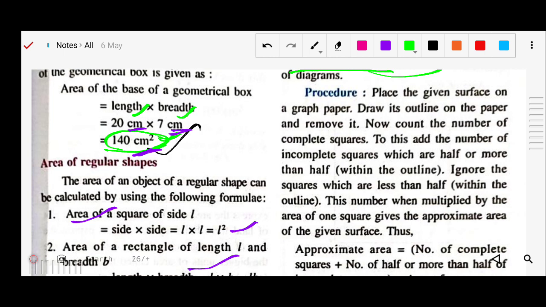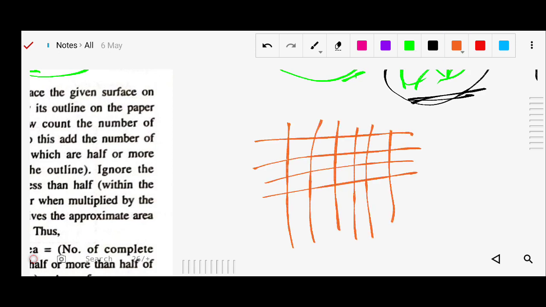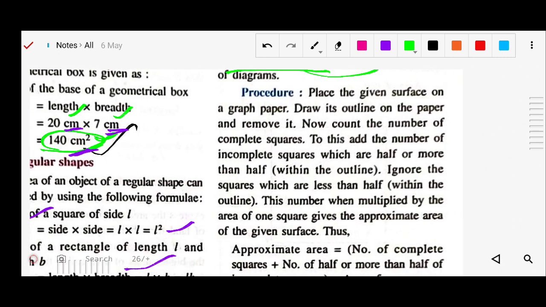Now count the number of complete squares, right? Suppose this is your graph paper, I'm just giving you an idea about this. On this, suppose you have placed this figure. After placing this figure, you have to count how many boxes are covered here. Check how many boxes there are. Complete boxes, half boxes, some boxes are there. We have to count how many boxes are covered, and for that we have some rules.